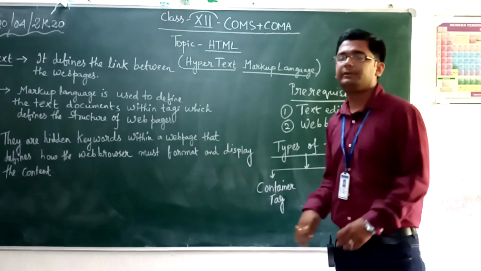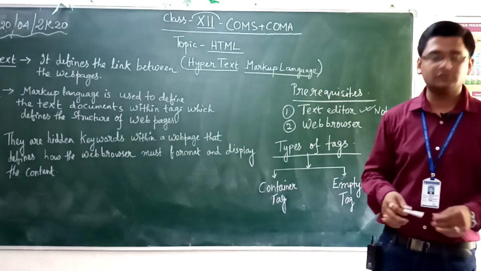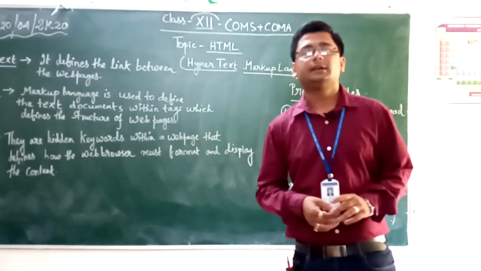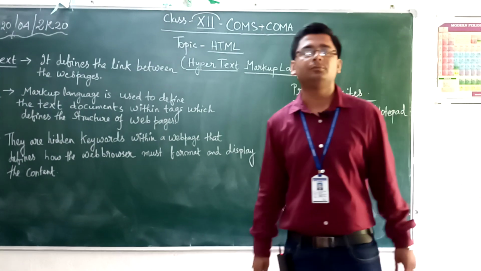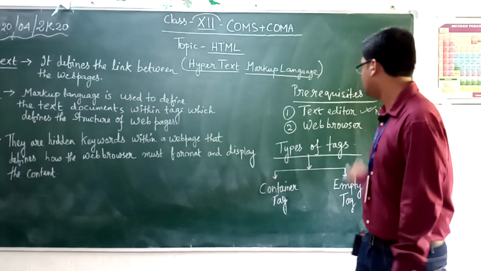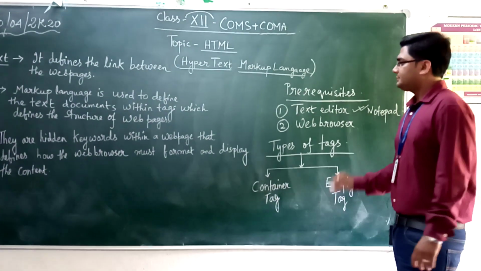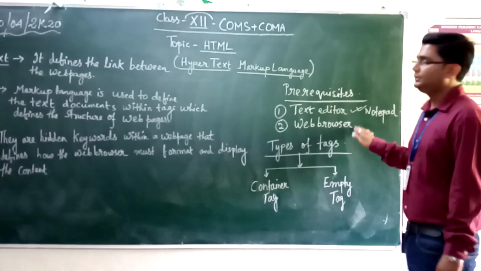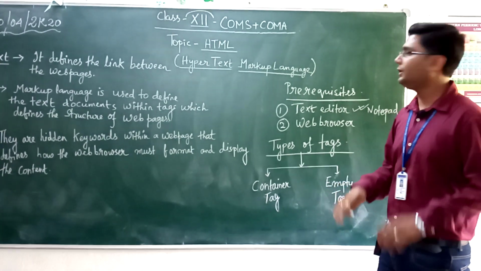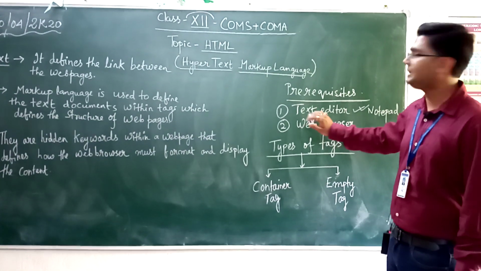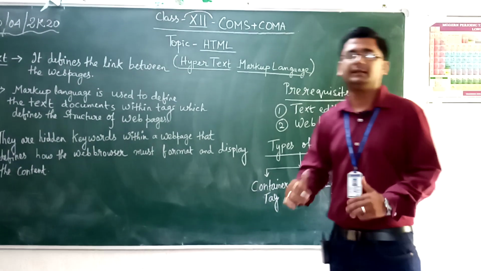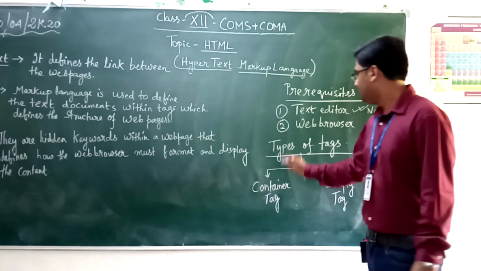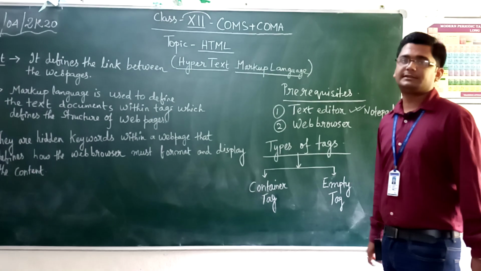And next, coming to the web browser. A web browser is a software that helps us to connect to the internet. You can use Opera Mini, Google Chrome, Internet Explorer, any web browser. The main coding is done in the text editor, which is Notepad, by writing different types of tags. Now what are the types of tags?